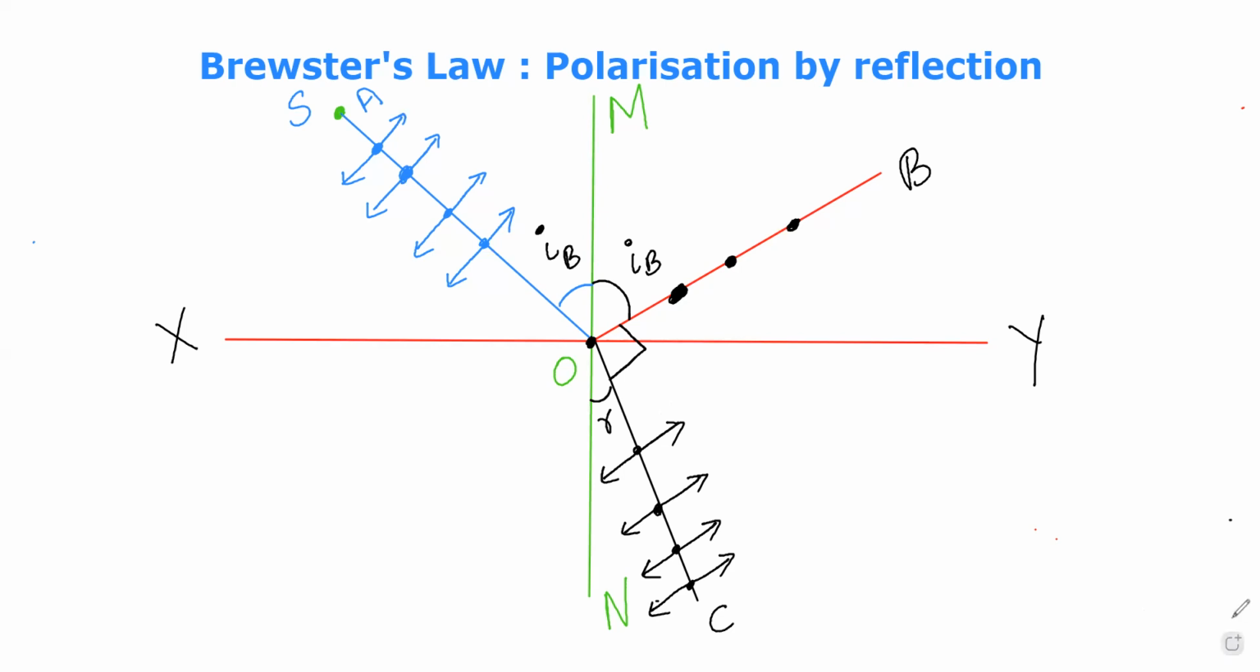From the figure, we understood that S is the source of light, AO is the incident ray, OB is the reflected ray, and OC is the refracted ray. MON is the normal, a perpendicular line drawn on the surface, which gives the idea about the angle of incidence, angle of reflection, and angle of refraction. XY is the surface or the interface between the two media.